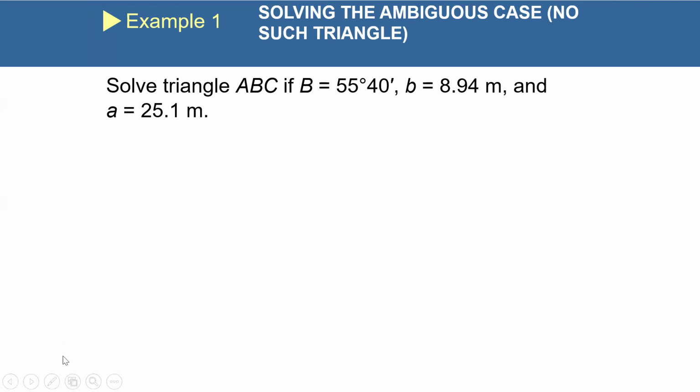If my pen lets me. It's like, no, not today. You couldn't just do what you just did, because it's angle-side, you have to check the sine of your B first. We're going to explain why in a second. So we have A. This is just a preliminary sketch. We know that B is 55 degrees and 40 minutes. We know that side B is 8.94. And we know that side A is 25.1. Okay, so we have a side-side angle situation.